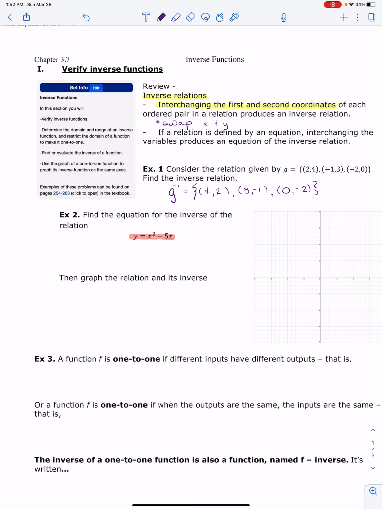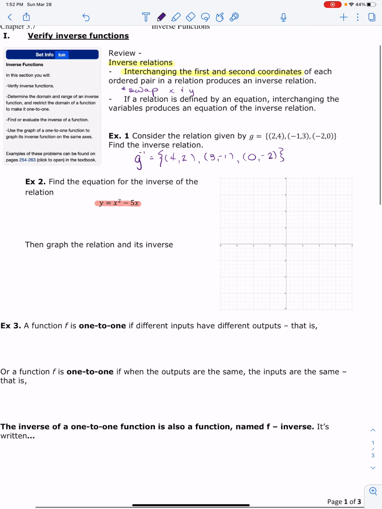Okay, and sometimes, because this is the most basic way to look at inverse functions, sometimes we forget these. So let's take a look at example 2 here. Here we have a relation. It's written as an equation, y equals x squared minus 5x. Just a reminder, we can factor this, which tells us we have zeros at x equals 0, x equals 5.